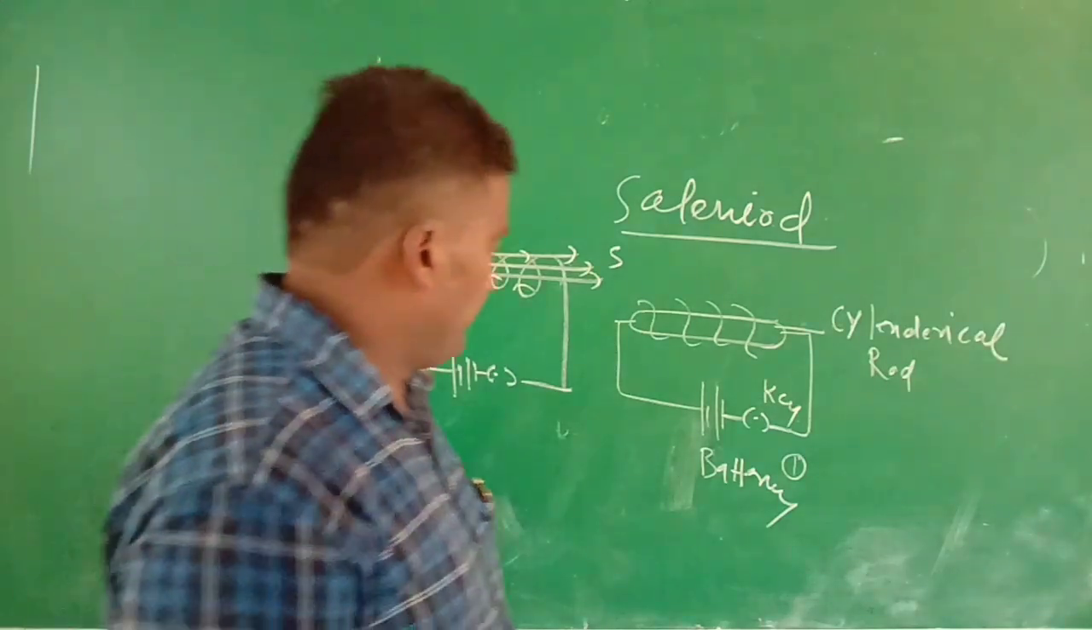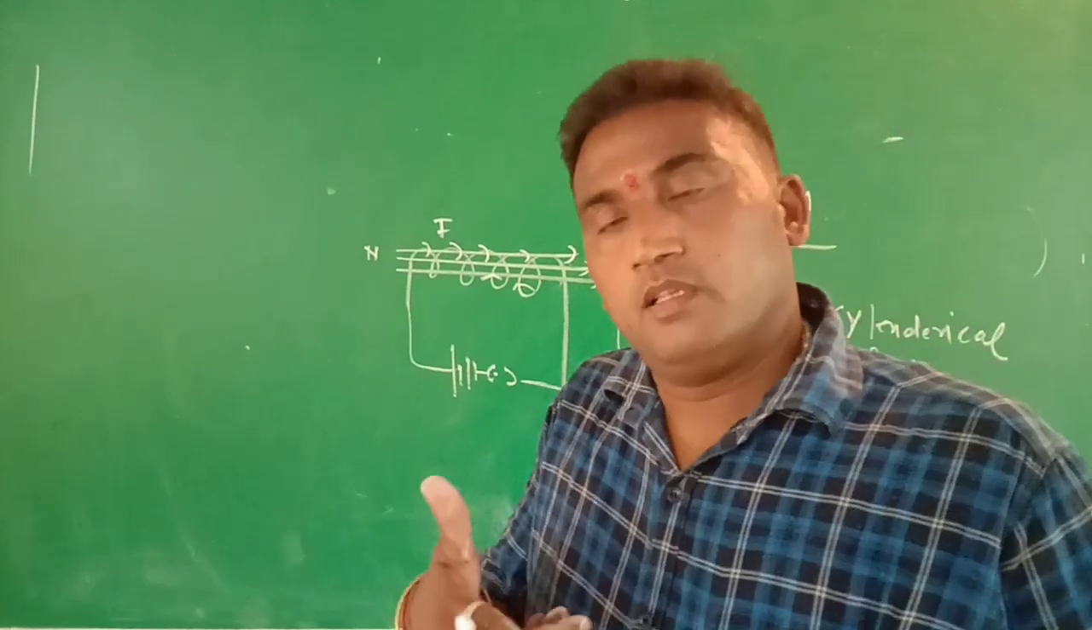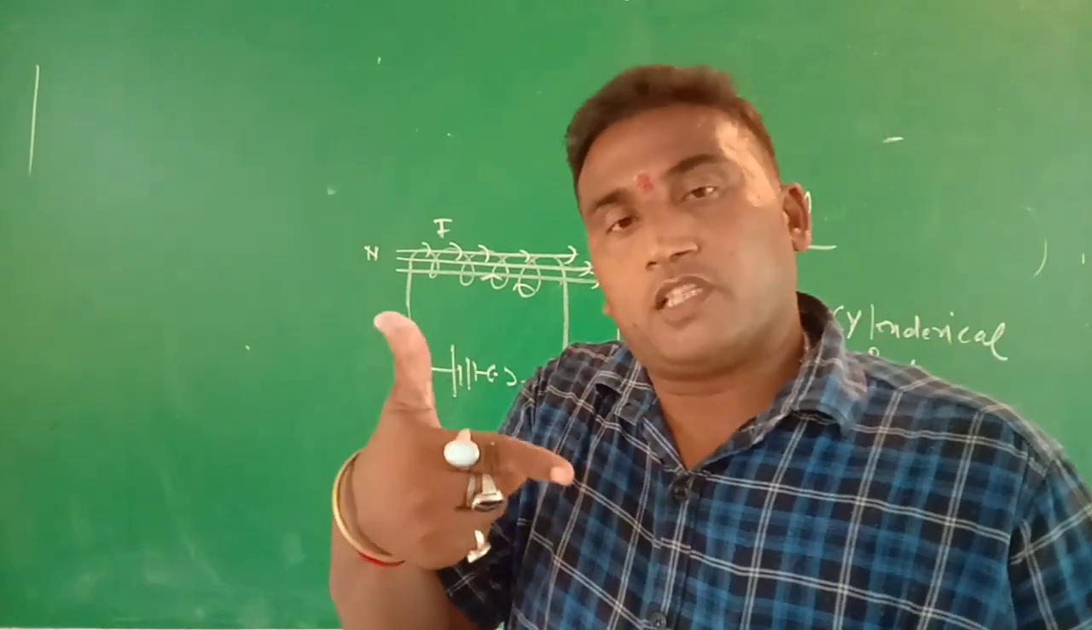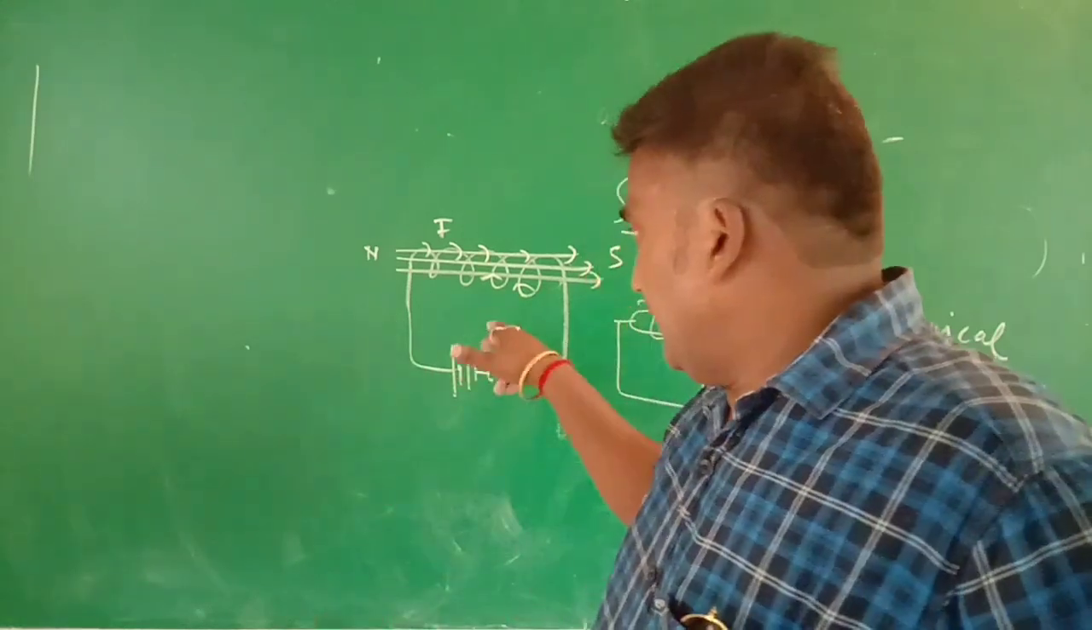That was a solenoid. It also follows Fleming's left hand rule. The thumb shows the direction of force and the forefinger shows the magnetic field in the given figure.